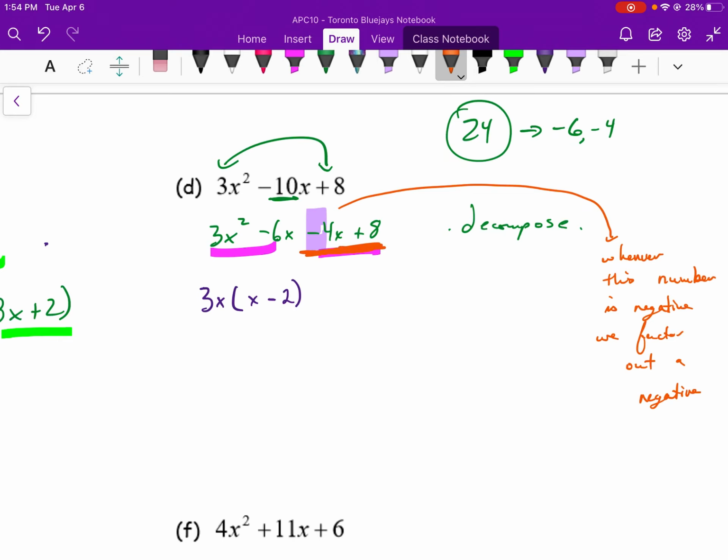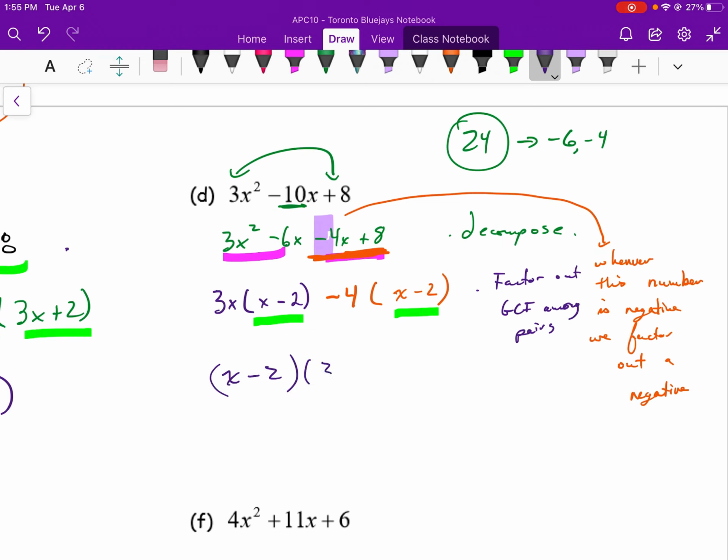What is the greatest common factor of negative 4x and positive 8? You might say 4, and you wouldn't be wrong, but for the sake of factoring, we have to factor out a negative 4. And that will leave me with x minus 2. Now remember, it was really critically important that those two expressions in the brackets have to be equal. So I can say factor out GCF among pairs, and really we're done.